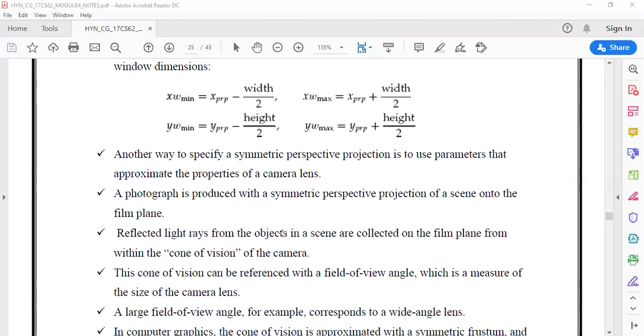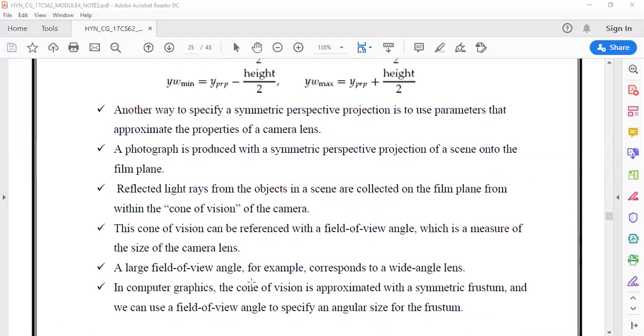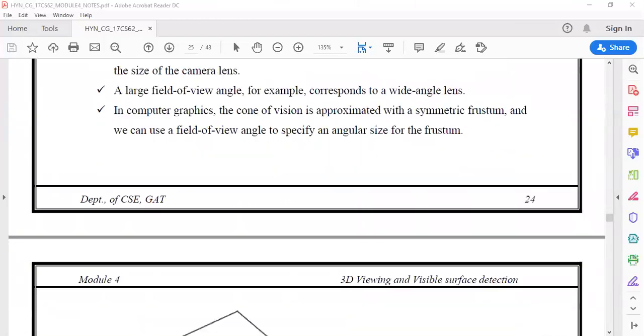The reflected light rays from the objects in a scene are collected on the film plane from within the cone of vision of the camera. This cone of vision can be referenced with a field of view angle, which is a measure of the size of the camera lens. A large field of view angle corresponds to a wide angle lens. In computer graphics, the cone of vision is approximated with a symmetric frustum, and we can use a field of view angle to specify the angular size of the frustum.